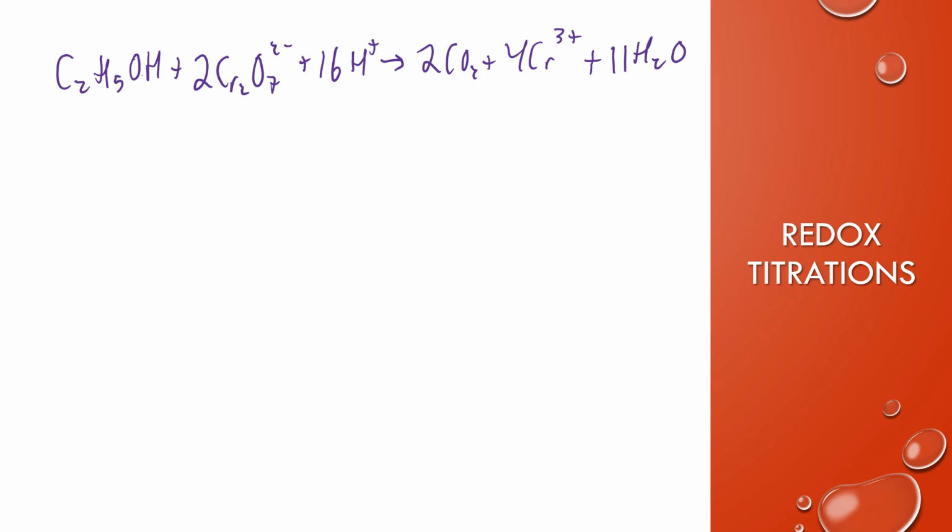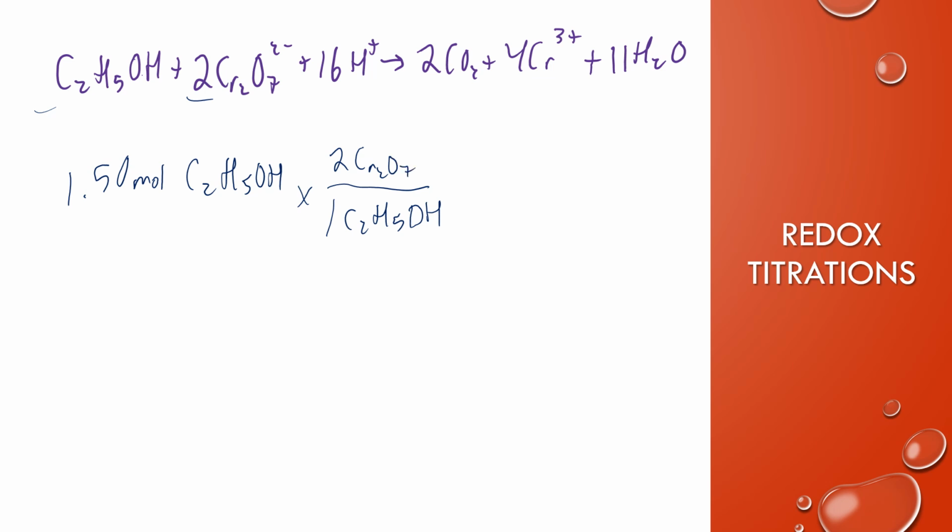So let's say I have 1.50 moles of my C2H5OH, I can use the mole ratio, the 1:2 ratio there, to find out how many of the dichromate ions will be reacting to reach equivalence point. And you can, of course, use grams or volume considerations when you're doing these calculations as well. But the biggest part is being careful with the mole ratio and making sure that your reaction is balanced.